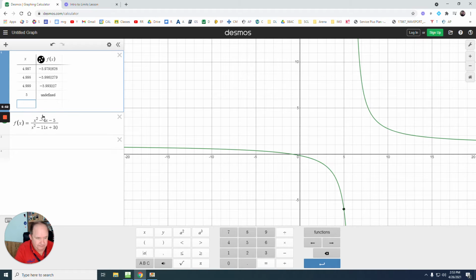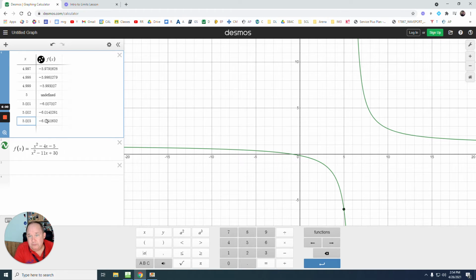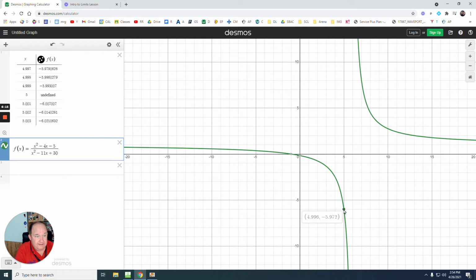How about on the other side? So 5.001 or 5.002 or 5.003. So if I look coming bottom up, it's also getting closer to negative 6. It's approaching the same number on both sides of where it's undefined. And if I look here at positive 5, I just want you to know that it is getting closer right here to negative 6. So right there, it is undefined, but you can tell that if you look at the y value right there, the y value there is negative 6 as an answer for the limit.